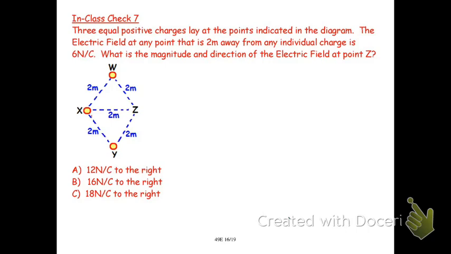And it says 3 equal positive charges lay at points indicated. The electric field at any point 2 meters away from any individual charge is 6 newtons per coulomb. What is the magnitude and direction of the electric field at point Z? So now, I'm going to put an arrow at point Z caused by X. Should this arrow go towards X, or should it go away from X?